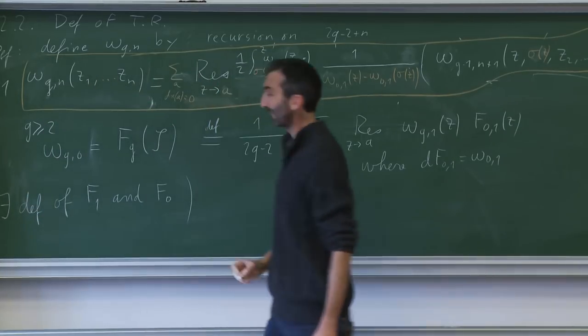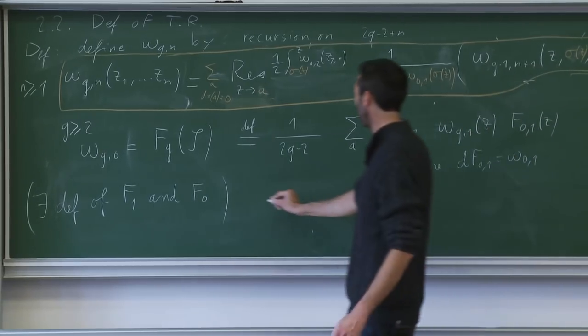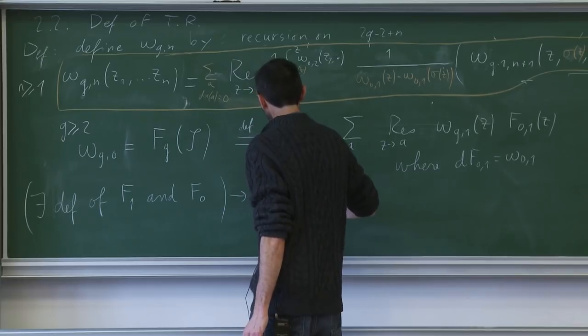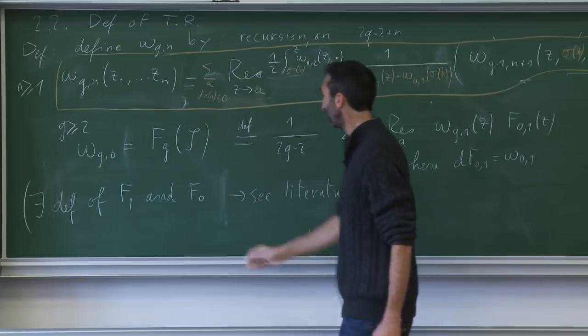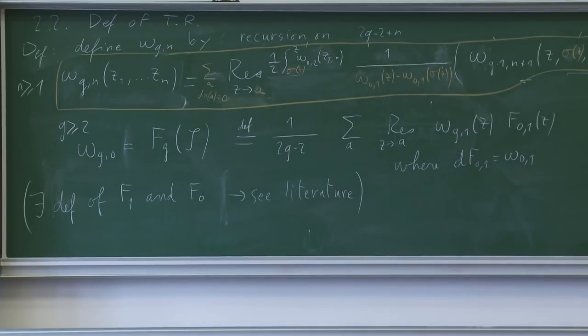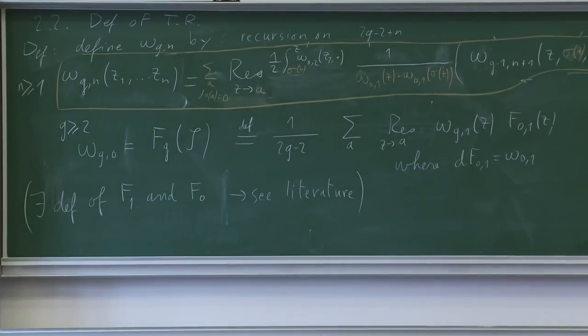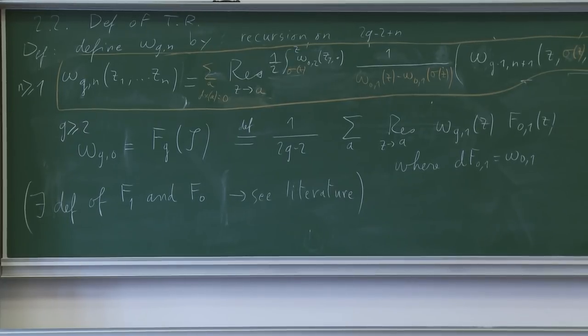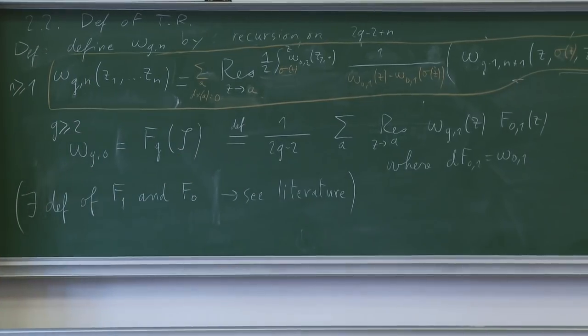That I'm not going to write. In fact, there are some subtleties. You see that this formula does not make sense for F_1 because there is 1 over 2g minus 2. But there is a way to define F_1. It involves not only residues, but also logs and things like that. I don't want to enter the details.